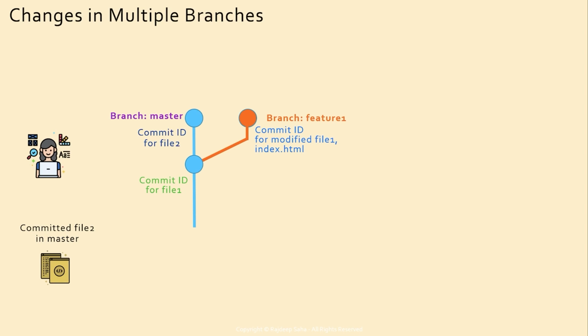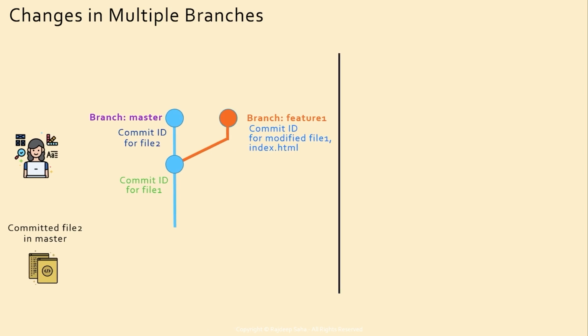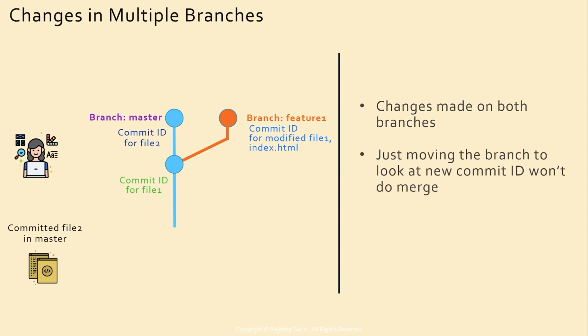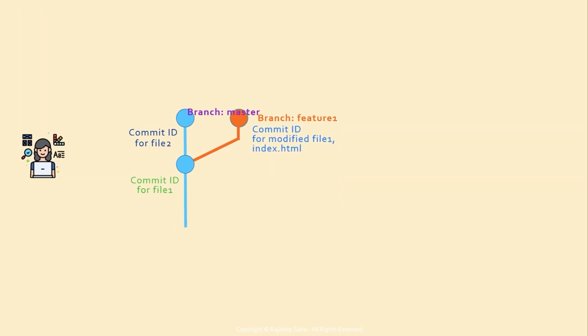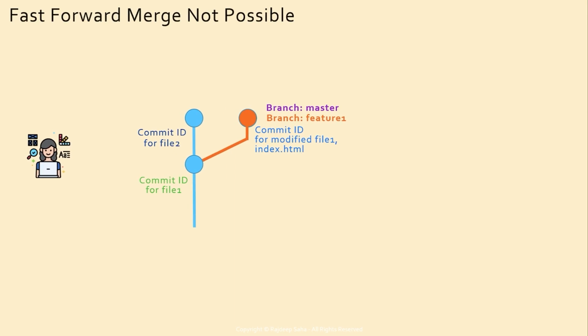So now the master branch and feature 1 branch are out of sync. How are you going to merge the changes? So let's think about it. Changes were made on both branches, so just moving the branch to look at the new commit ID won't do the merge. Previously, all we did was move the branch master to look at the new commit ID for the feature 1 branch. Let's say we do that. But that doesn't solve it, right?